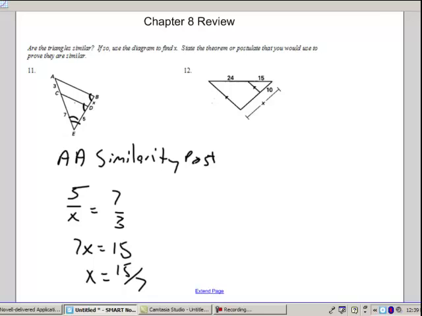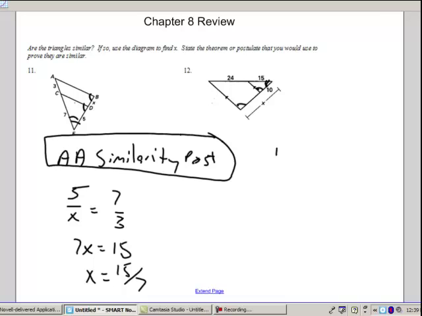For number 12, look, I have these two parallel lines, so I have corresponding angles, and then I have either more corresponding angles or the reflexive property. So this one is also congruent. These two triangles are also congruent by the angle-angle similarity postulate.